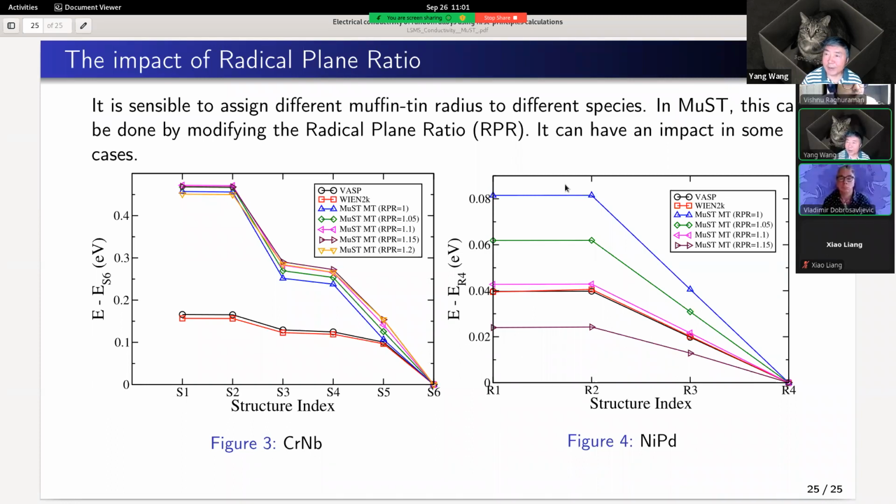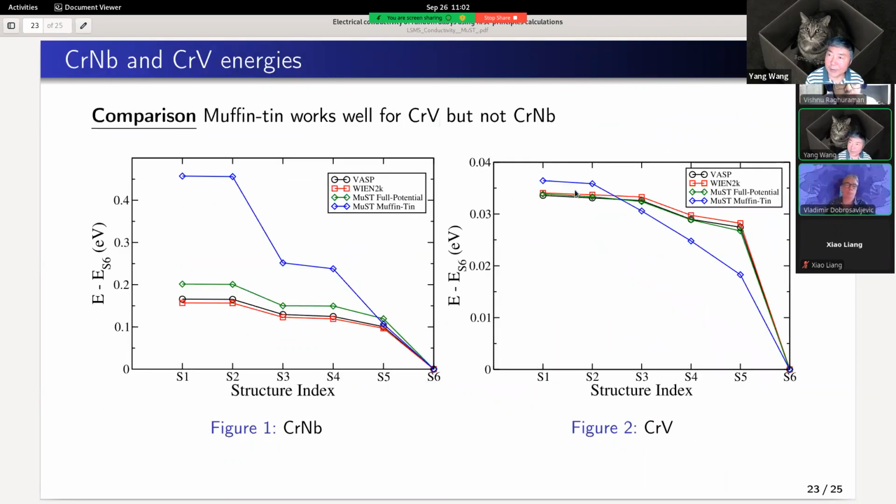Okay. You also mentioned the different treatment of semicore states, looking at the difference between the full potential result and the WIEN2K and the VASP. Yeah. Certainly, there's a different treatment of semicore states. In WIEN2K and VASP, they're treated as valence electrons, but in MUST they're treated as core states. The way they're solving them is just different. So I think that might be the difference causing it.